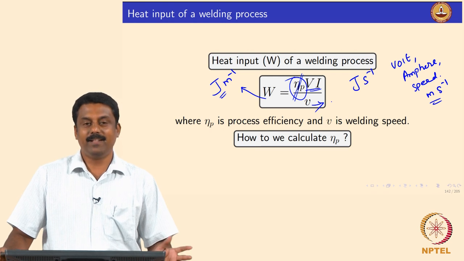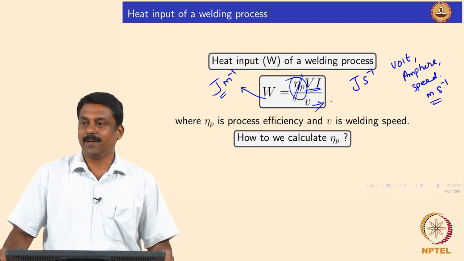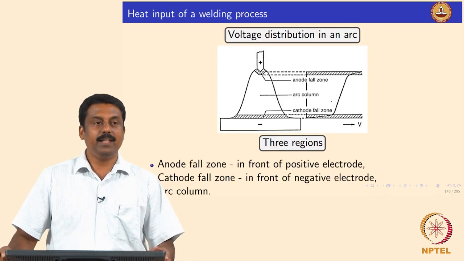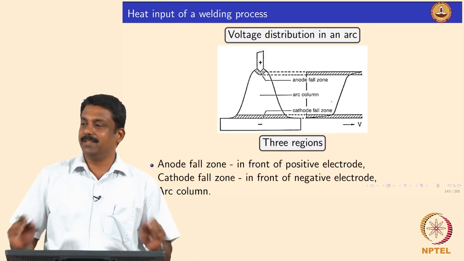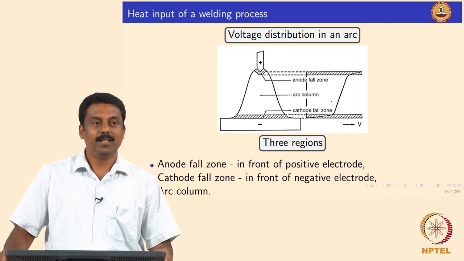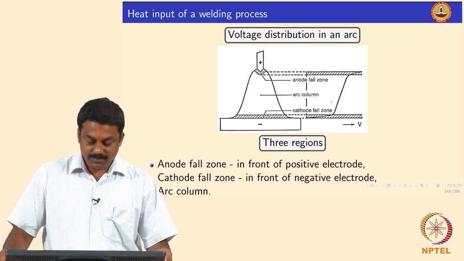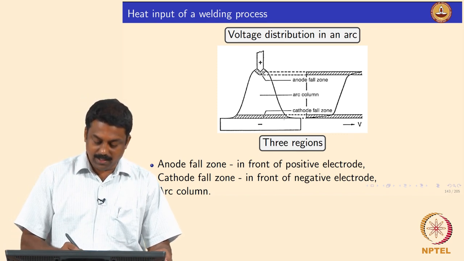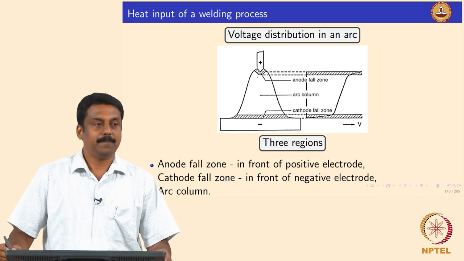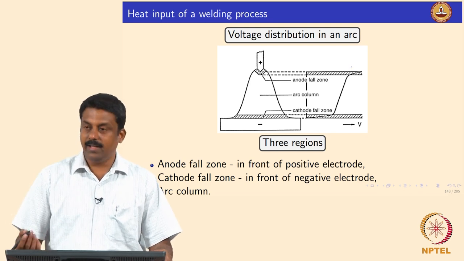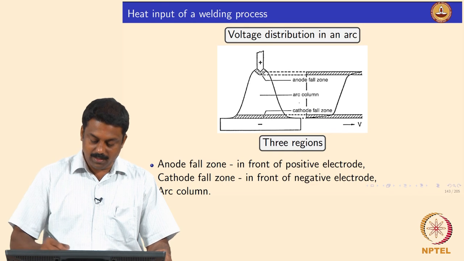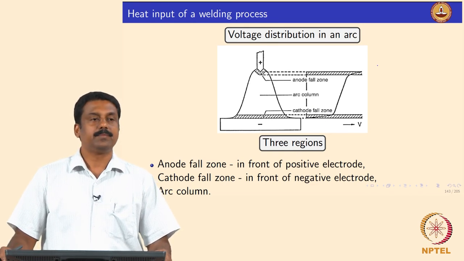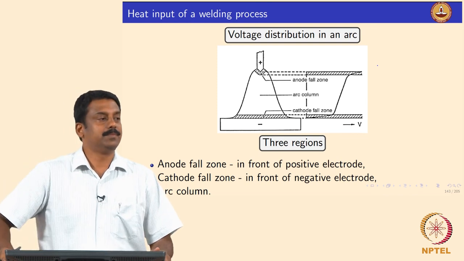Like we did when we looked at the energy transfer in the arc, it's very simple. What we need to understand is, again, to go back to the basics. So in the basics, what happens here? We have an arc column, and the cathode fall zone and anode fall zone. The voltages are not linear, isn't it? Except in the arc column, in the cathode fall zone and anode fall zone, you have a gradient in voltage.